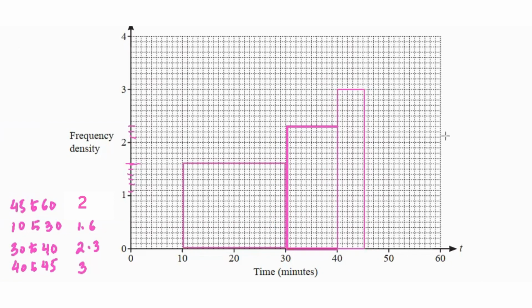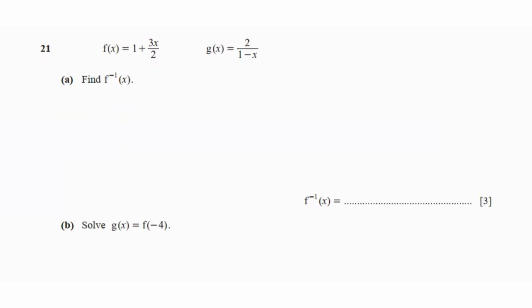And lastly, from 45 to 60, question 21 says f of x equals 1 plus 3x over 2 and g of x is 2 over 1 minus x. Find f inverse of x. So y equals 1 plus 3x over 2. That's your first step. Replace f of x with y. Now we have to focus on making x the subject. Right now, y is the subject of the equation.